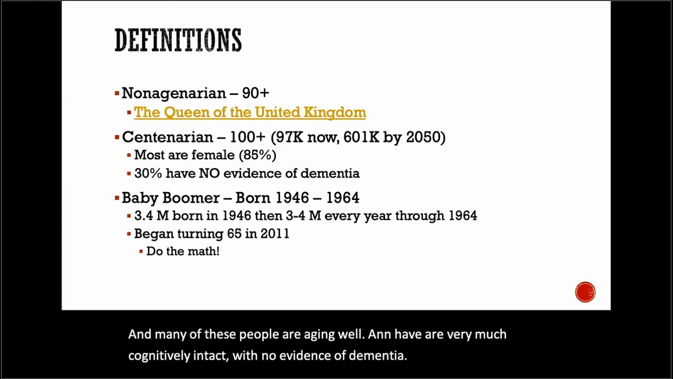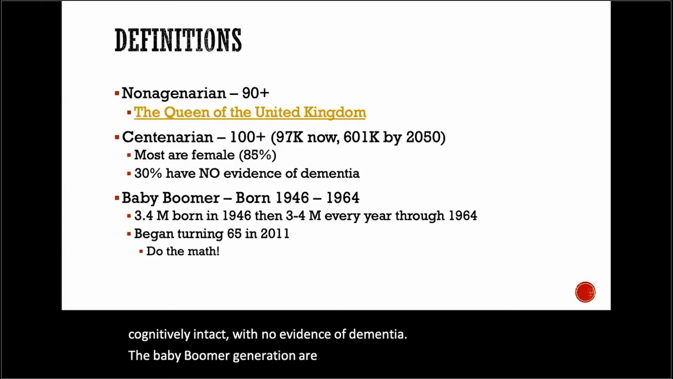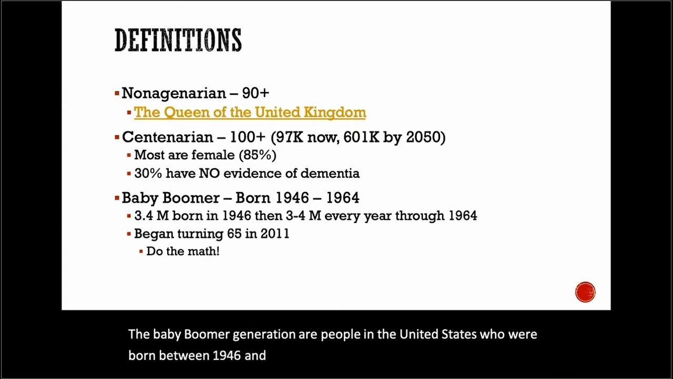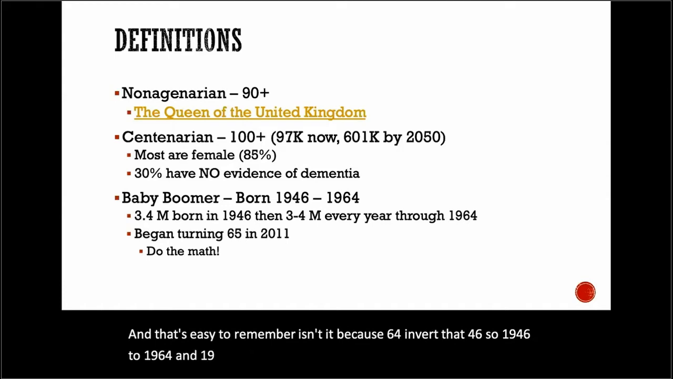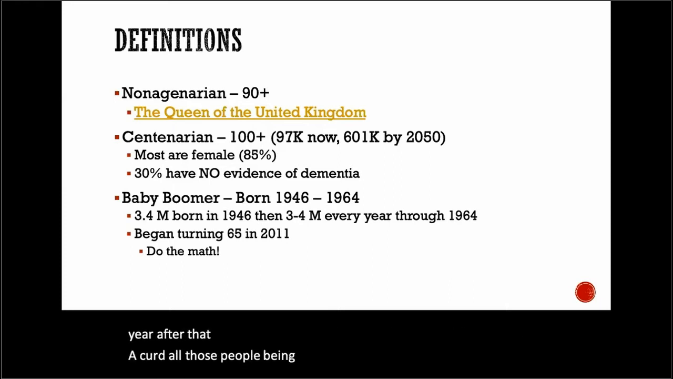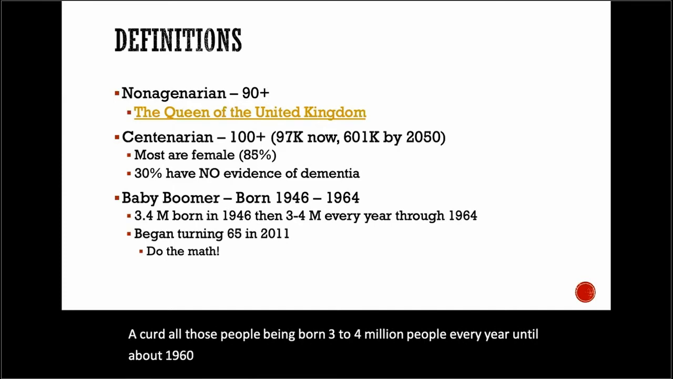The baby boomer generation are people in the United States who were born between 1946 and 1964. And that's easy to remember, isn't it? Because 64, invert that, 46. And so 1946 to 1964. In 1946, there were 3.4 million people born. And then every year after that, 3 to 4 million people were born every year until about 1964. That's a lot of people being born.